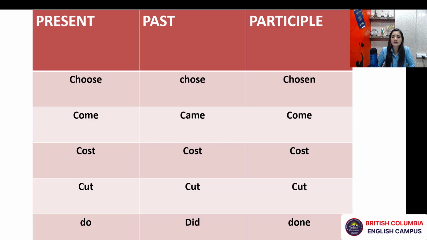Next word is cut, and it has the same intonation in present, past and participle, which is cut, cut and cut. But let's curate a sentence onto this. The government needs to cut down the already spiked prices on the groceries. I repeat, the government needs to cut down on the already spiked prices of the groceries.